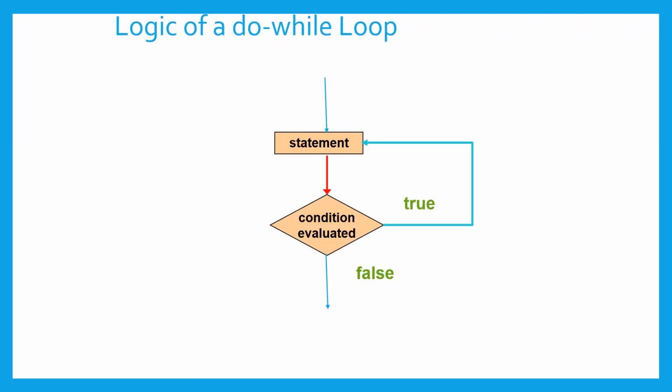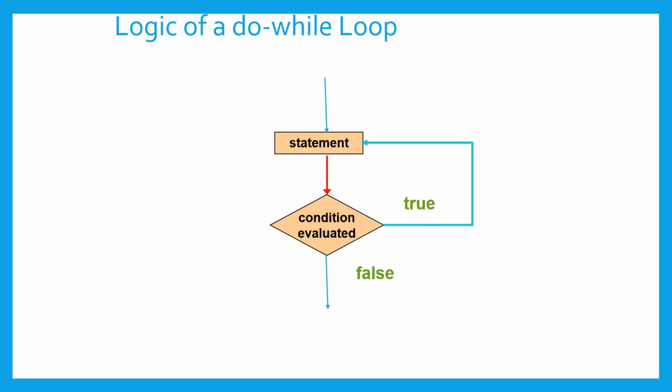So here is the flowchart. So we have this statement. The statement is executed, then there is a condition evaluation. So it can be true or false. If the condition is still true, we are repeating the statement execution again. Otherwise, we go to the next statement in the program.